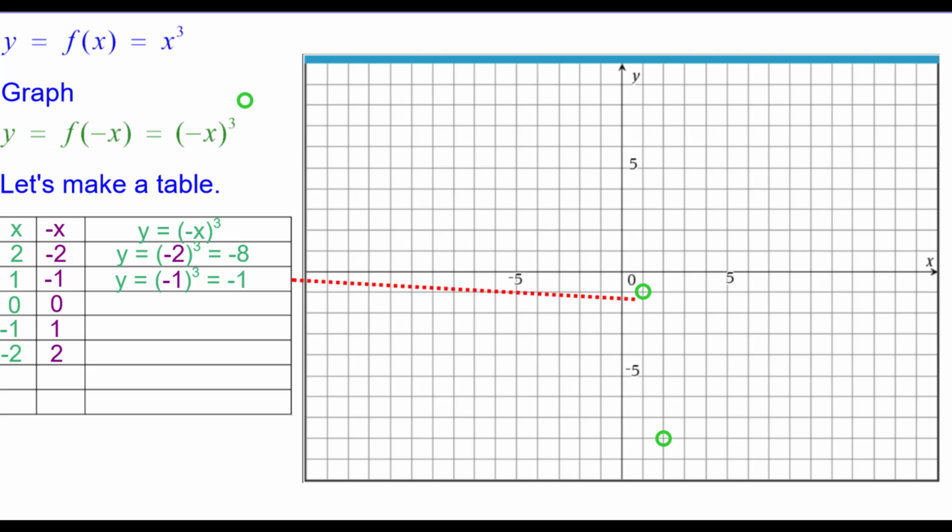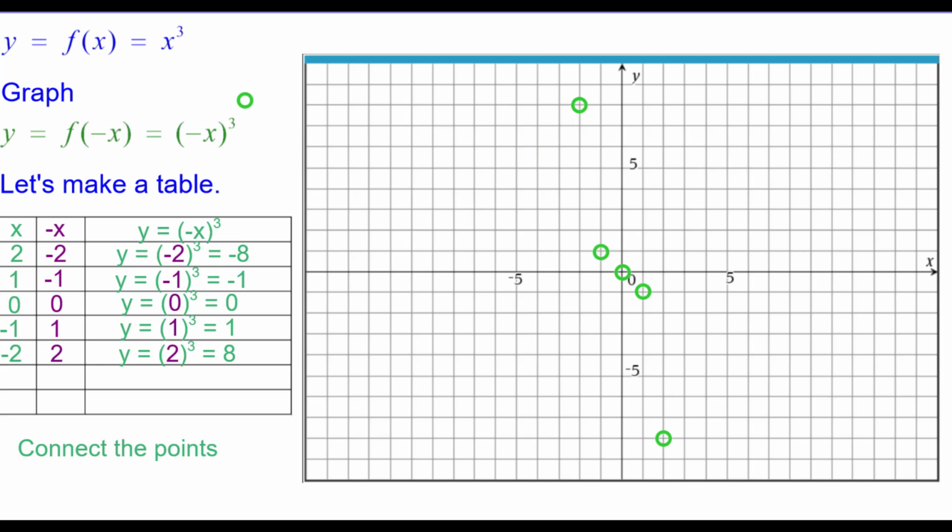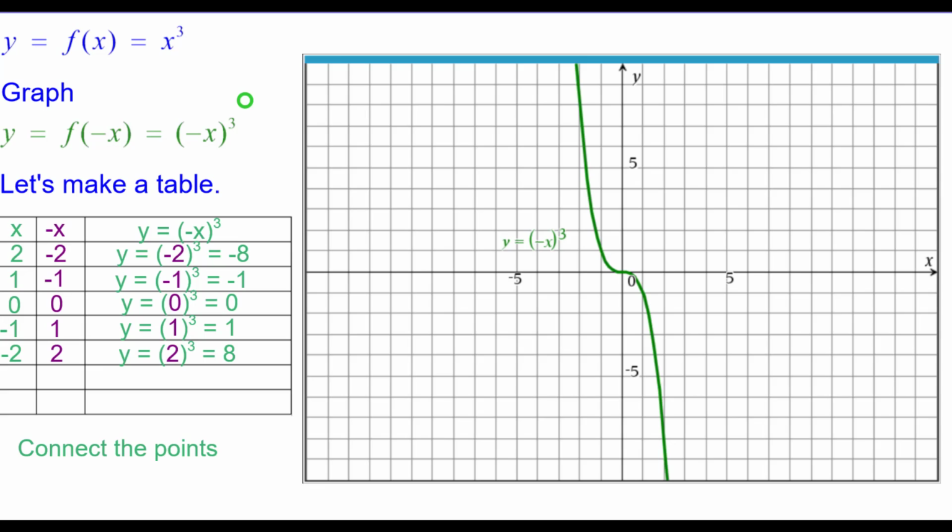When x is 1, the opposite's negative 1. Negative 1 cubed is negative 1, so 1, negative 1. The origin remains the same. The opposite of negative 1 is positive 1. Cube that is 1, so negative 1, 1. And the opposite of negative 2 is positive 2. When you cube positive 2, you get 8, so negative 2, 8. Graphing that, connecting the points, this is y equals the quantity of the opposite of x cubed.